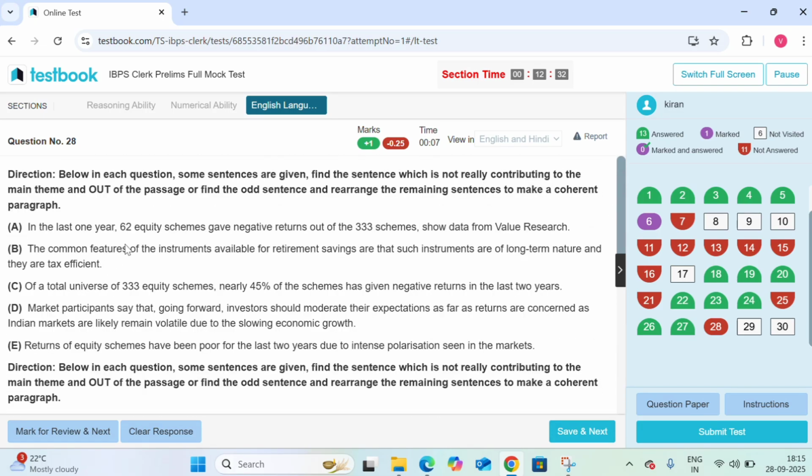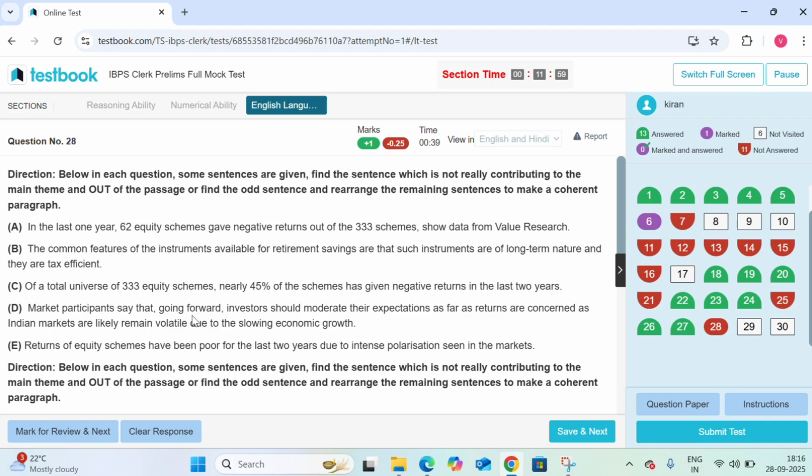In the last 1 year, 62 equity schemes gave negative returns out of the 333 schemes, shows data from Value Research. The common features of the instruments available for retirement savings are that such instruments are of long-term nature and they are tax efficient. Of a total universe of 333 equity schemes, nearly 45% of the schemes have given negative returns in the last 2 years. Okay, the common features of the instruments available for retirement saving. Okay, instruments are long term.